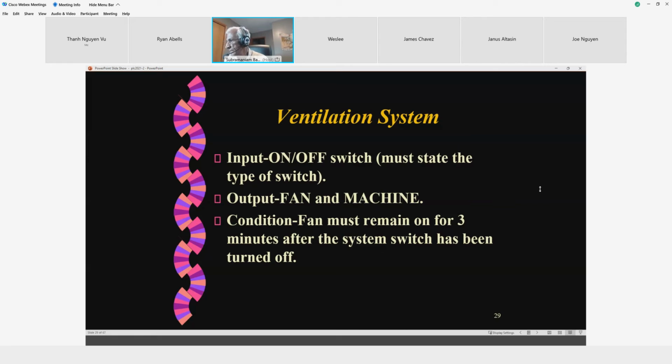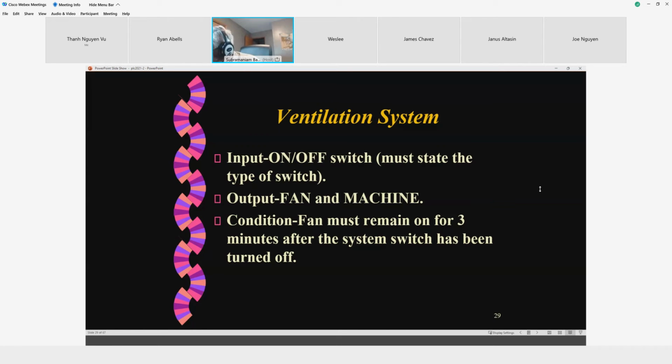So you must understand what the assumptions are. Output, there is a fan and the machine. In the case of a projector, as I keep saying, the fan is the ventilating fan and the machine is the bulb. What is the condition that has been imposed? Fan must remain on for 3 minutes after the system switch has been turned off.